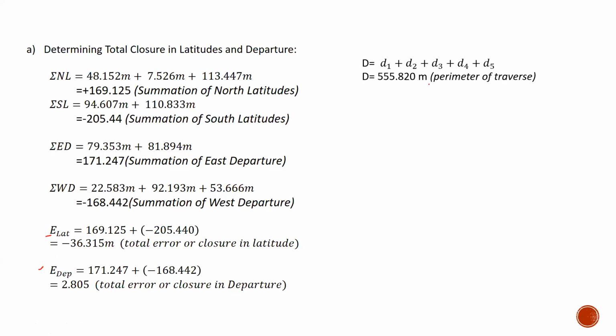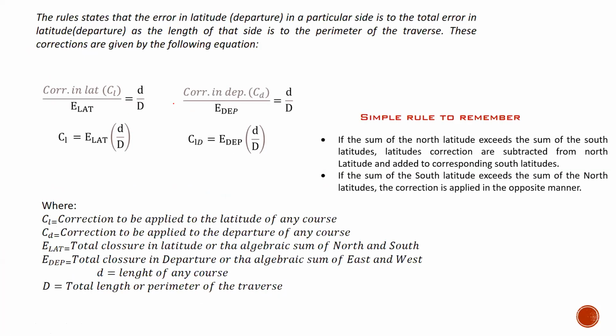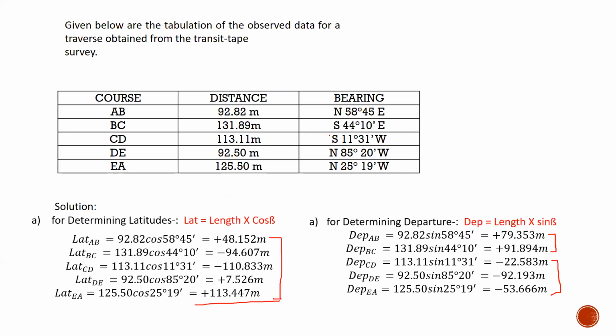Next, solve muna natin yung total D. Bakit isa-solve natin yung big D or yung perimeter ng traverse natin? For this formula, kailangan di ba natin ito, yung D natin? Okay. So, solve lang natin, add lang natin itong 5. This is your perimeter. So, total lang natin yan.